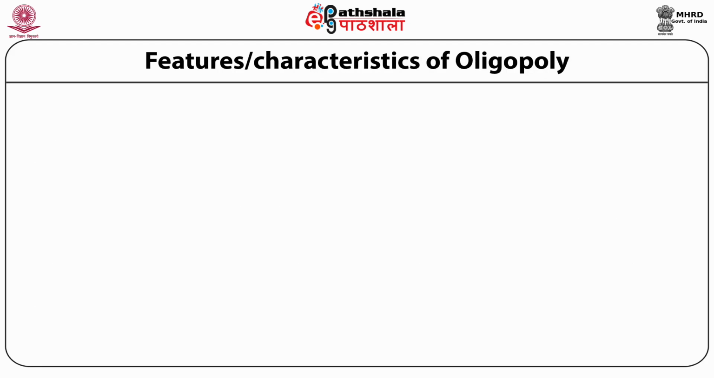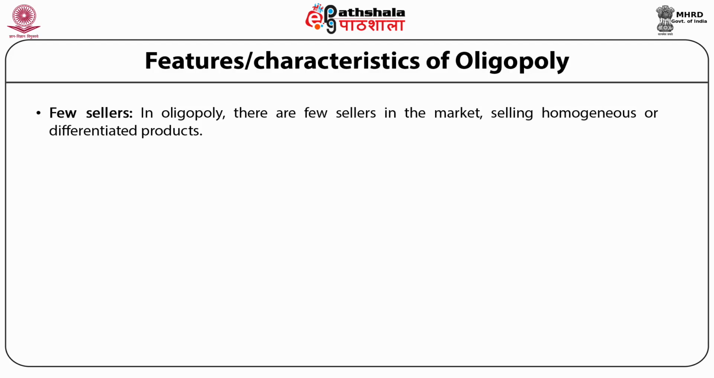Features or characteristics of oligopoly. Few sellers. In oligopoly, there are few sellers in the market selling homogeneous or differentiated products. Due to the small number of firms, the policy of one firm influences the policy of other firms.